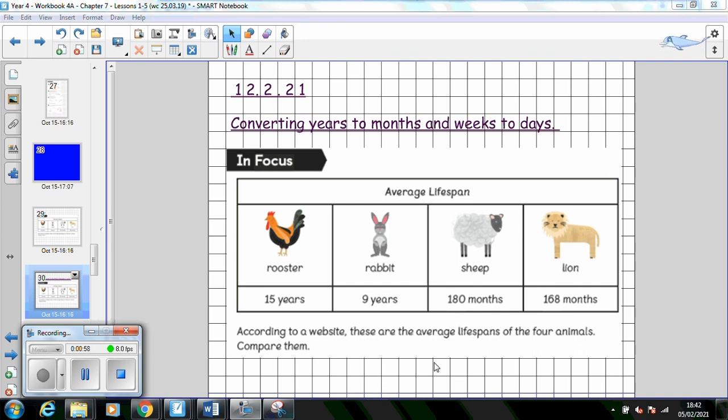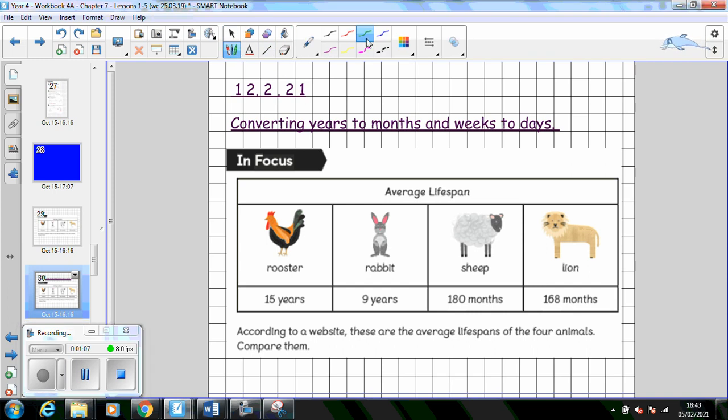Okay, I'm going to give you a clue. If you didn't know how many months there are in a year, there are 12 months in 1 year. So 1 year equals 12 months.